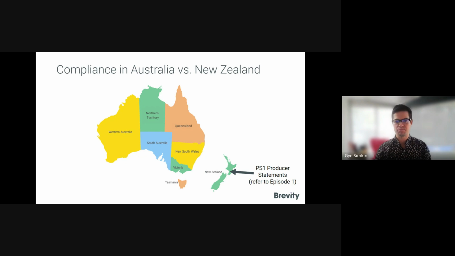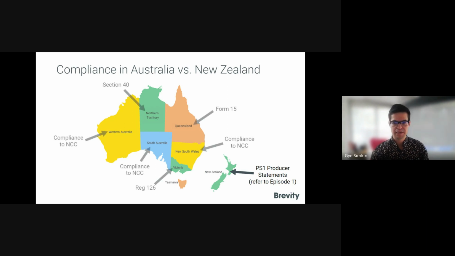There's a clear size and population difference between the two countries. New Zealand's about 5 million people, whereas Australia is about 5 times that size and population. And Australia is clearly split into different states and territories, and they each have the same governing body for compliance, but they have their own documents for certification. So yeah, here's a quick snapshot of some of the equivalent PS1s to what the terminologies are in Australian states.